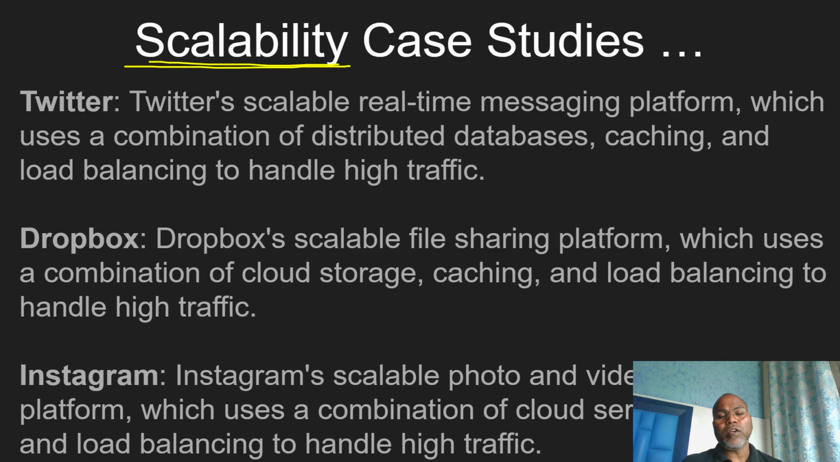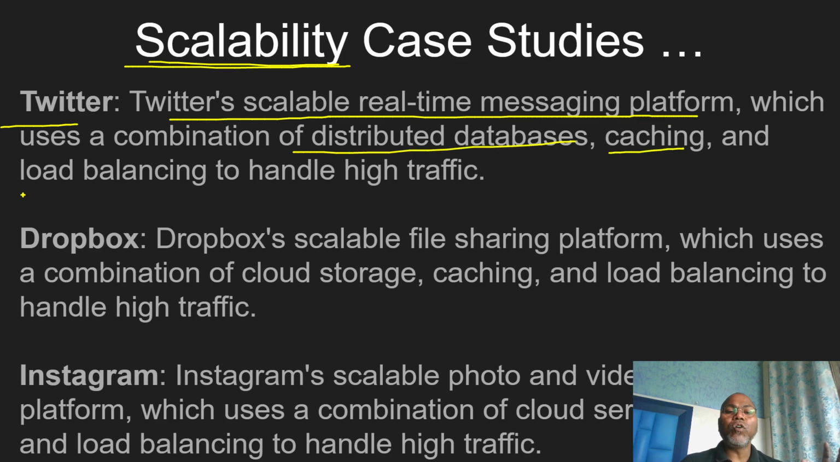And nowadays, if your application is available across geolocations, it must have a scalable architecture. Twitter is also a scalable real-time messaging platform. They are also using a distributed database, caching, and load balancing to handle the high traffic.